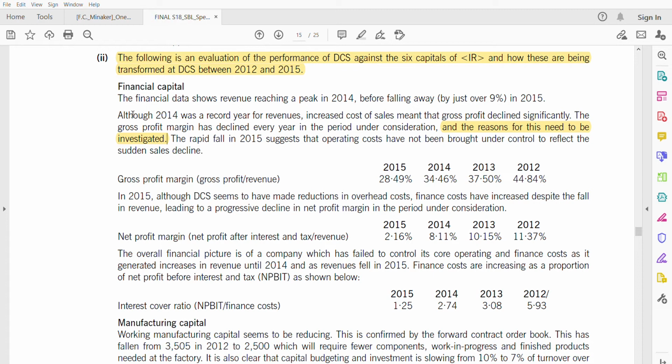Why has gross profit margin declined? Everyone knows it has declined, but why has it declined? So this is how you're going to bring insight to your report. This is how you're going to add value to your report. Easily you can write in your report, financial capital, this happened, sales increase, decrease, gross profit margin reduce, that's it, and show some numbers and finish it off with a conclusion. Everyone can do that. But these sentences are your evaluation skills: and the reasons for this need to be investigated.